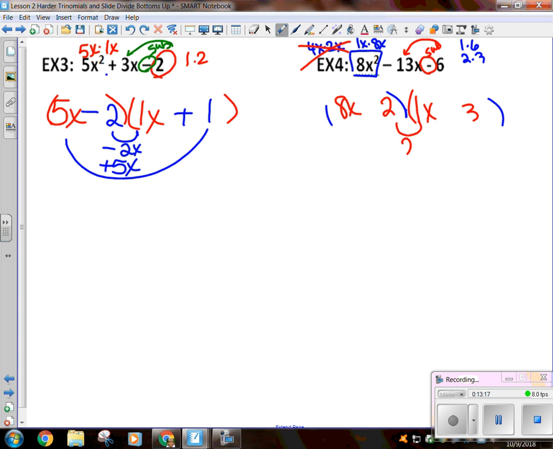Okay, 2 times x is 2x, and 8 times 3 is what? Ooh, 24. That's too big. 24 minus 2 is 22. It's still way too big. Did you get it? Anybody got it yet?